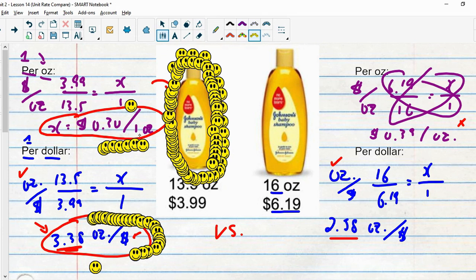You understand? So your answer shouldn't change because you did from per ounce to per dollar.